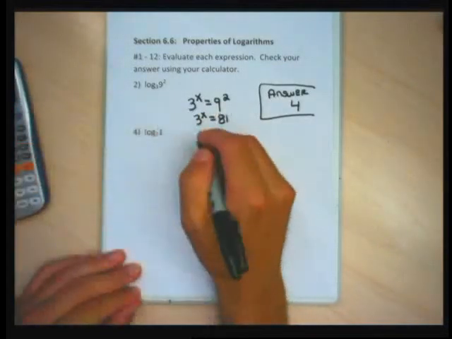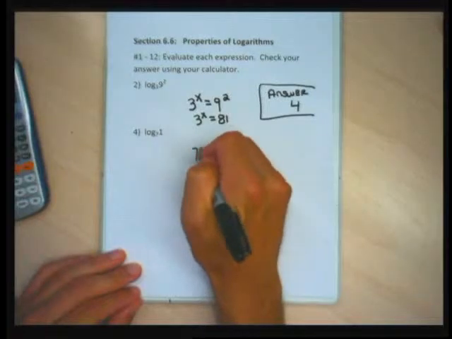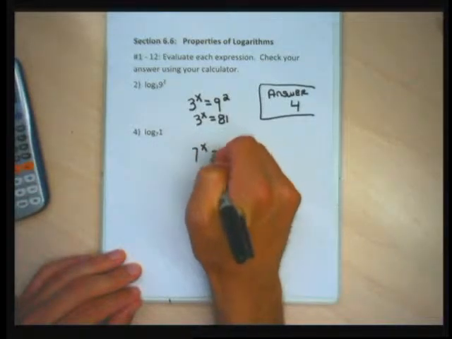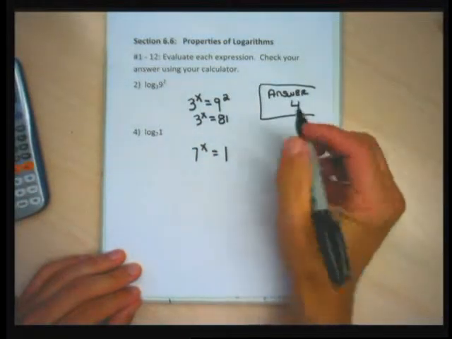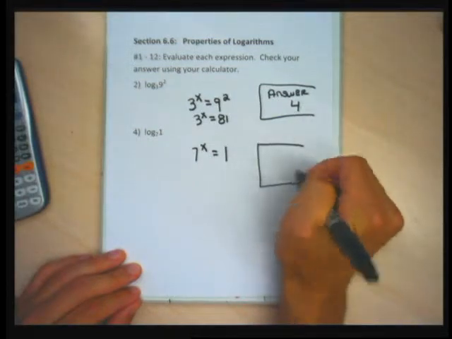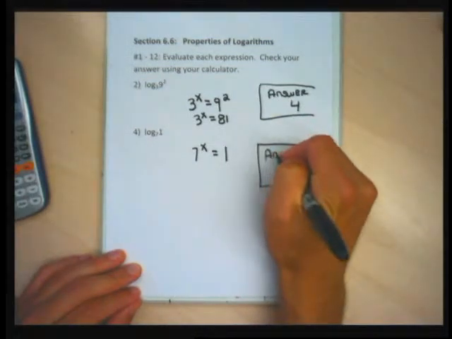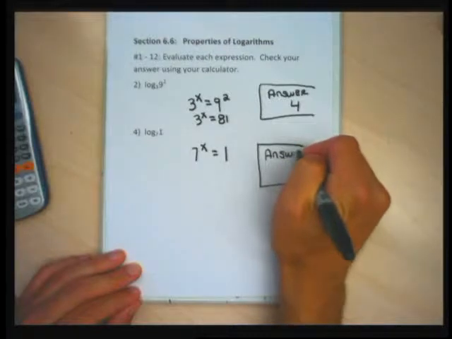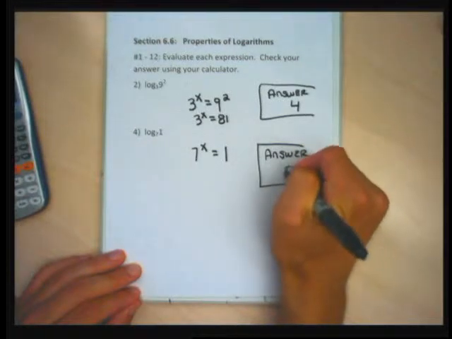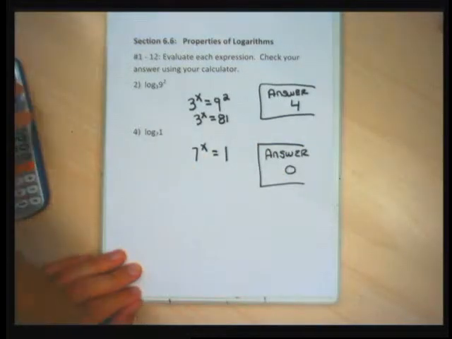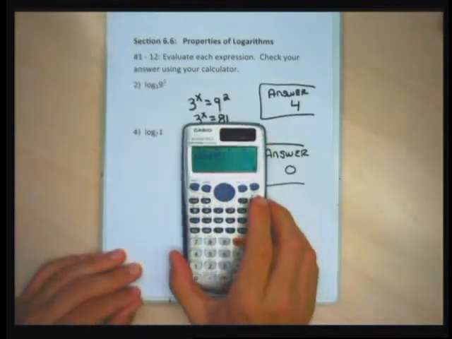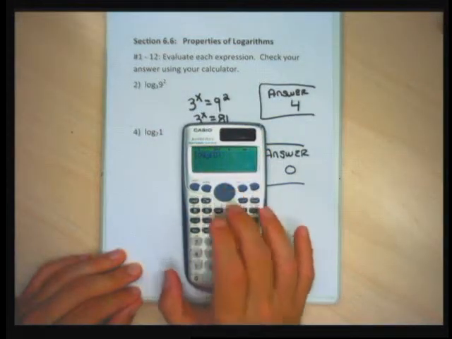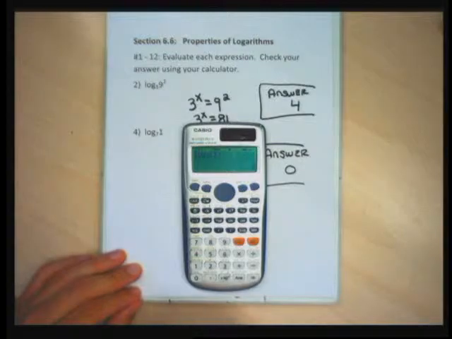Problem 4 asks the question, the base 7 to what power is equal to 1? And again, I know my exponents well enough to know that the answer is going to be 0, because anything to the 0 power is 1. Again, this is effortless to enter on my calculator. So if I did the log base 7 of 1, I'd get 0.